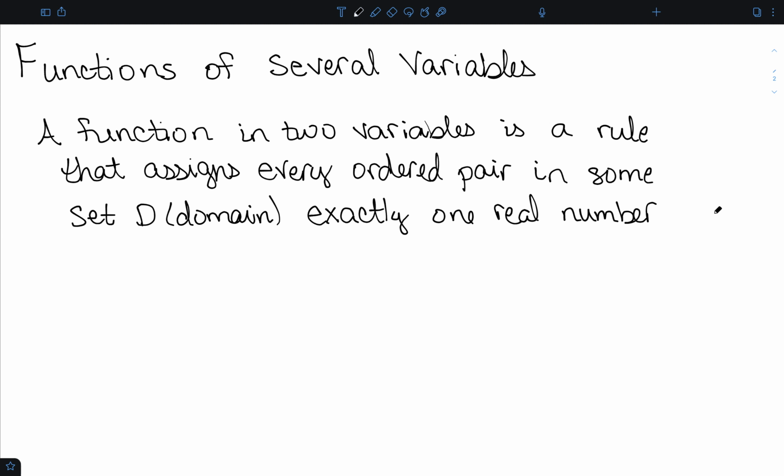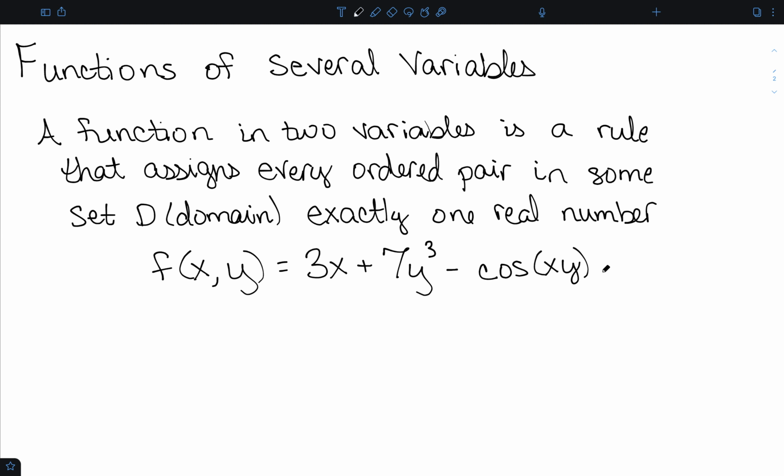A function in 1 variable inputs a single number and assigns exactly one real number as the output. Functions in 2 variables will input 2 numbers and output a single number. As an example, the function f(x,y) can be 3x plus 7y cubed minus cosine xy. This will be a function in 2 variables.